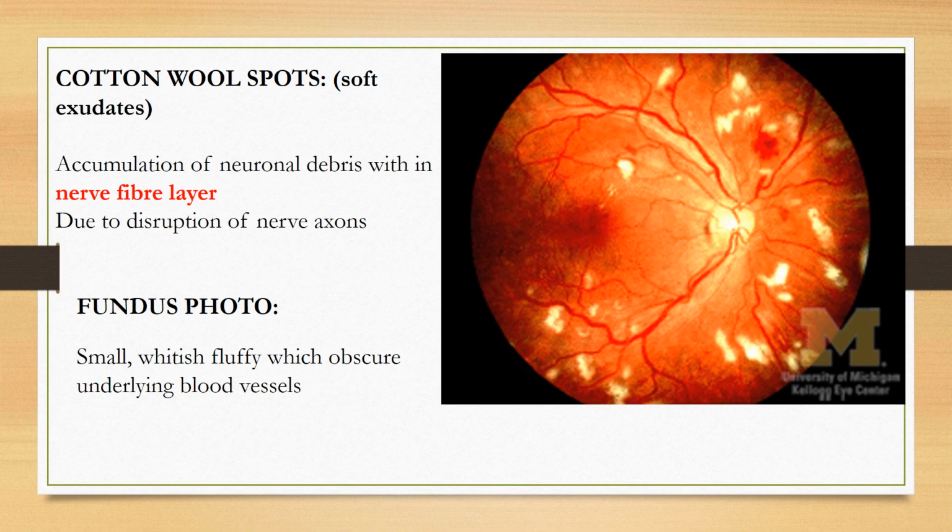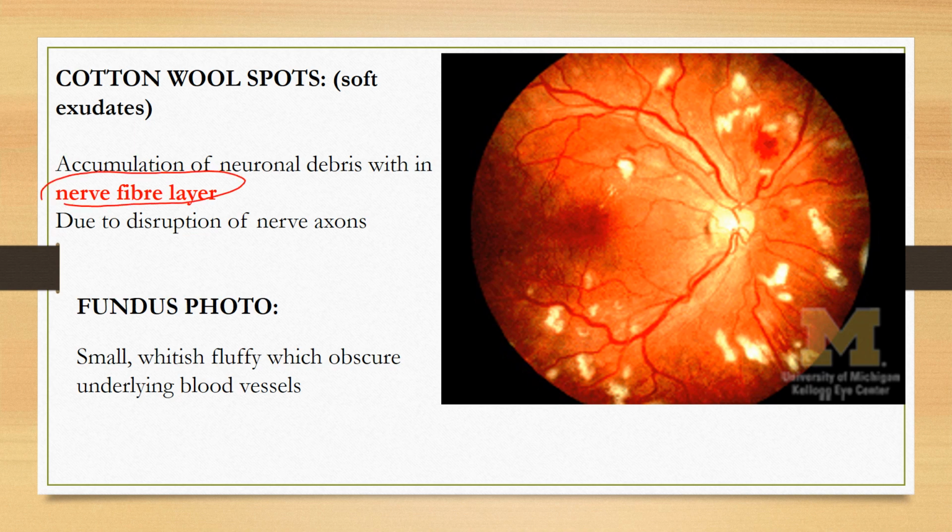Okay, so coming next is the cotton wool spot. What is a cotton wool spot? It is like debris, which is extra unnecessary things, like wastage, I mean. Okay, so that is getting accumulated in the nerve fiber layer.